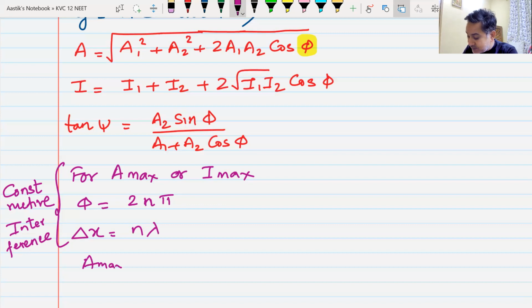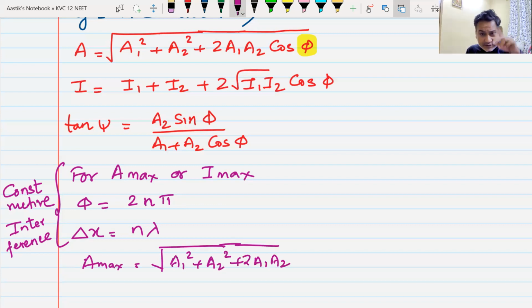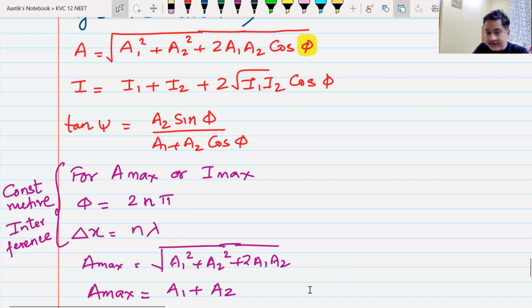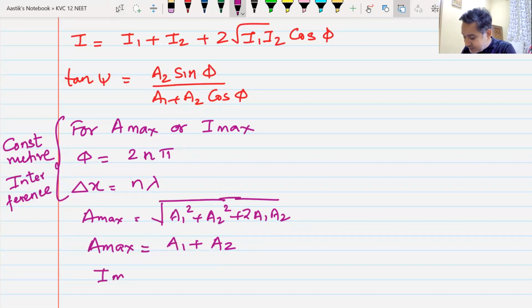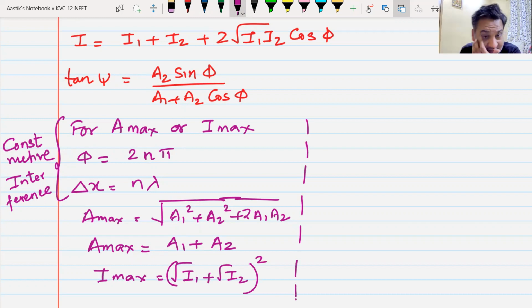And what will be the value of A max? It will be equal to under root of A1 square plus A2 square plus 2 times A1 into A2. This is nothing but A1 plus A2 whole square under root. So you will get maximum amplitude as A1 plus A2. If we talk about the maximum intensity, the maximum intensity will be root over I1 plus root over I2 whole square. Is everyone understanding this?